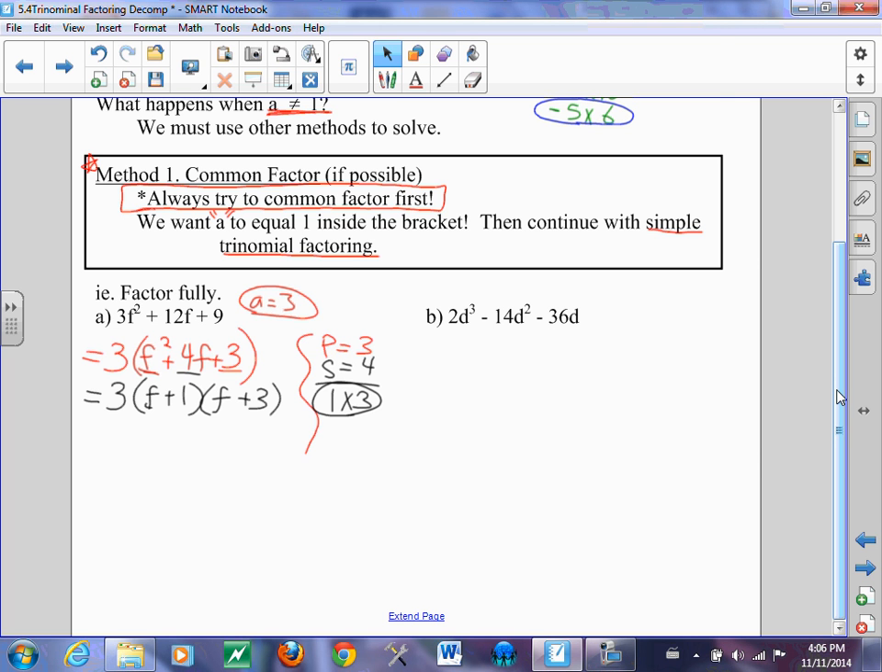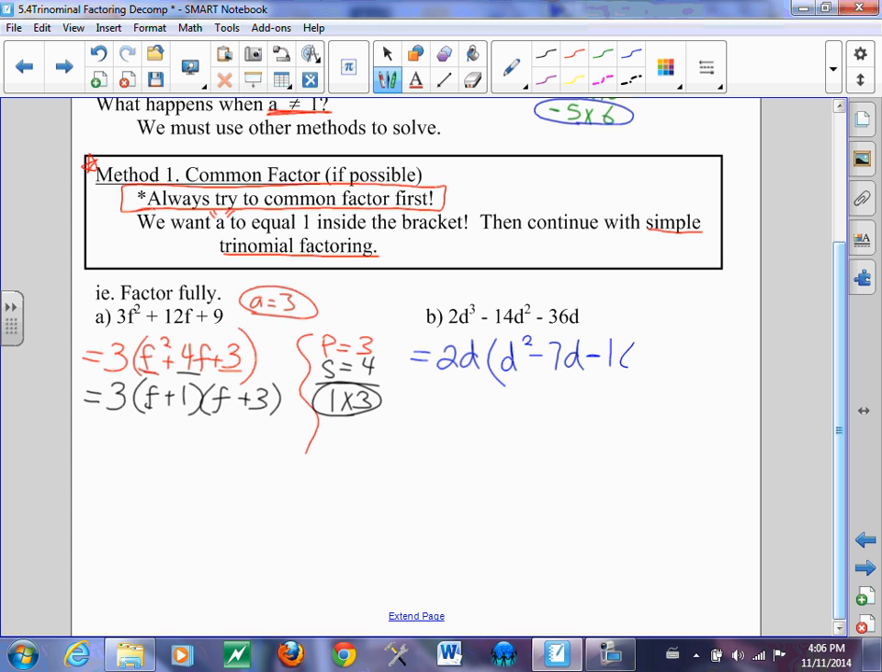Taking a look at B here, folks, I noticed something different about my expression. Instead of it being in standard form, I got d to the third, d squared, and d. So d is common to all, so I can take a d out, and I can also take a 2 out. So we're going to have a common factor out front of 2d, okay? And when we divide each term by the common factor of 2d, we're going to have d squared minus 7d minus 18. Okay, look now in our bracket, folks, and again we've got a equaling 1.